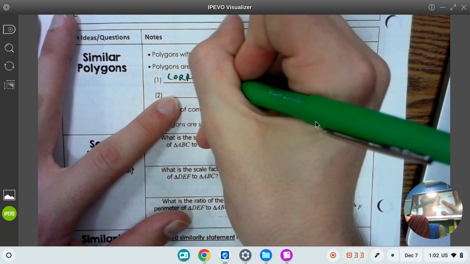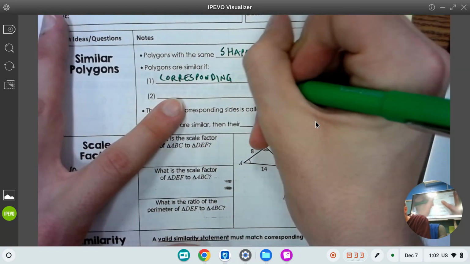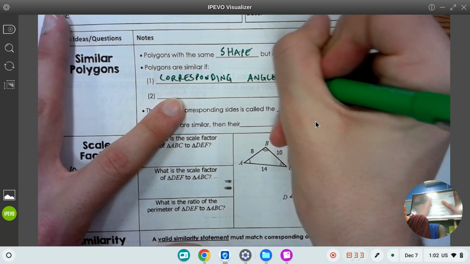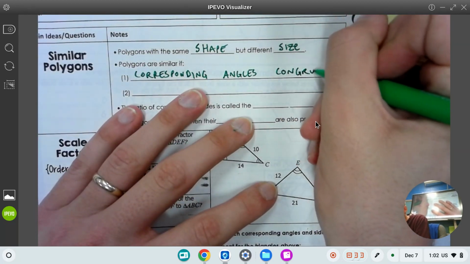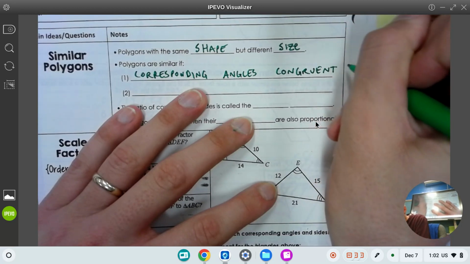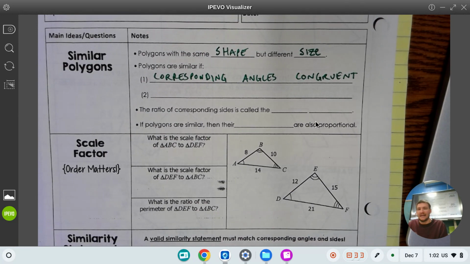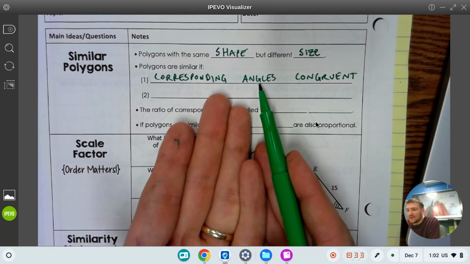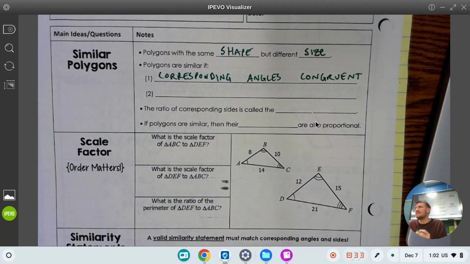corresponding, which basically is a word that just means matching, right? So if we're going to have matching angles, these are going to have to be congruent. Okay? If you want to think about this in less long math words, matching angles same. So your matching angles need to be the same. The exact same. That's what congruent means.